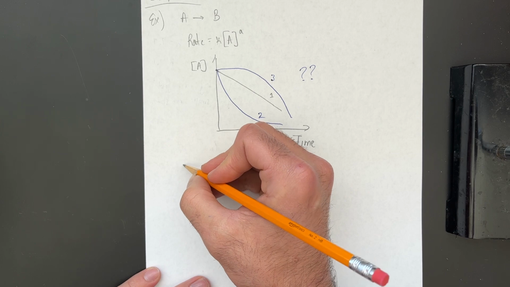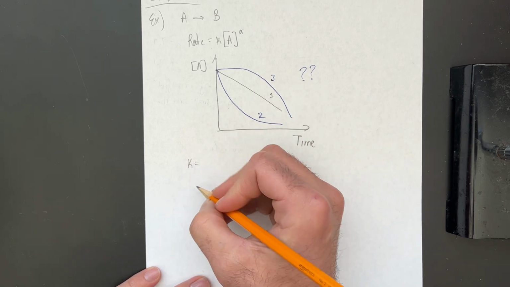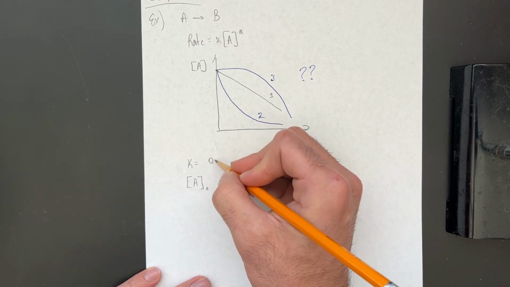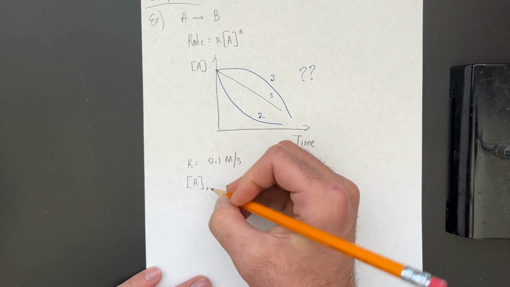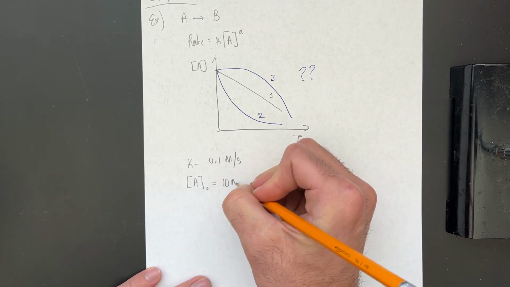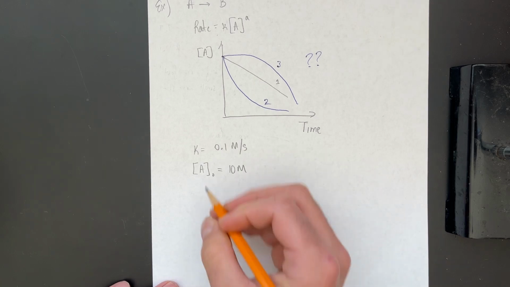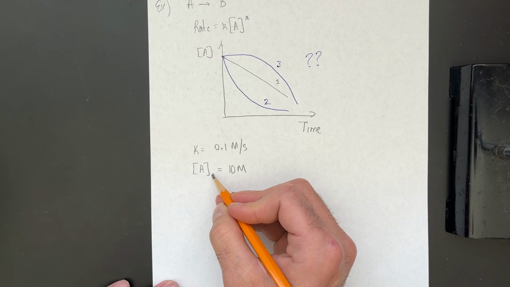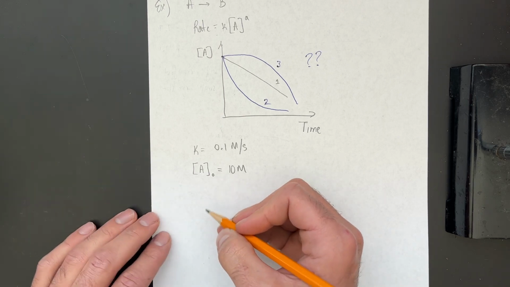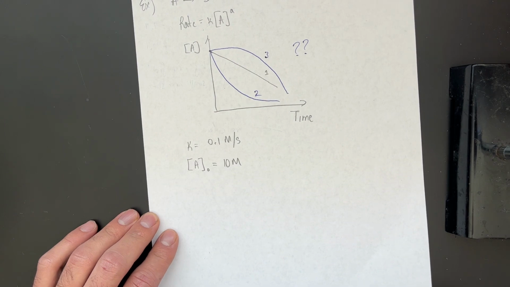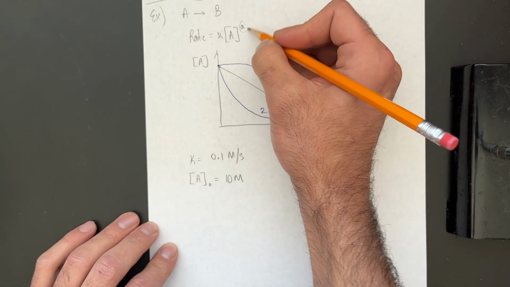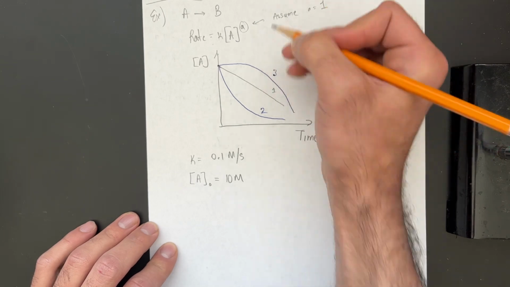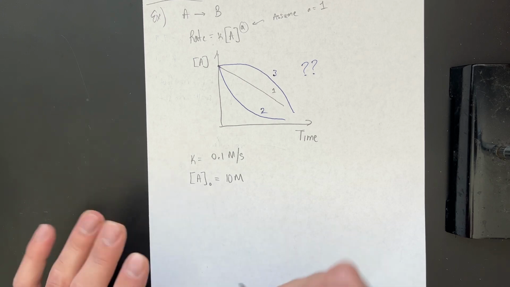It's actually going to depend upon the value of K as well as our initial concentration. And so say K is equal to 0.1 molarity per second, and we have 10 molarity of A. This A sub 0 means the concentration of A at time 0, so the concentration of A at the beginning. Now we're going to assume that the order is equal to 1 here. We'll learn in the second half that that's actually not always true, but let's just say that for now.